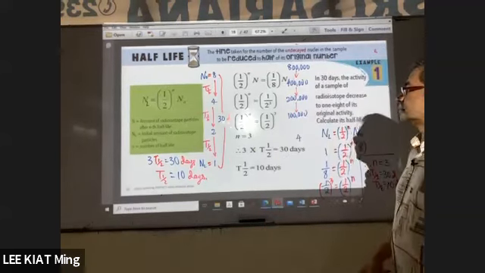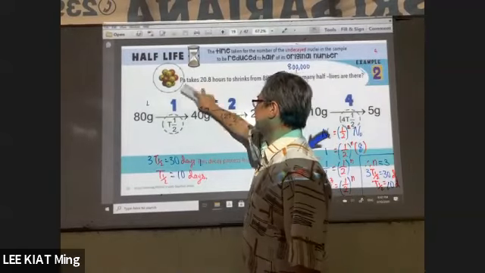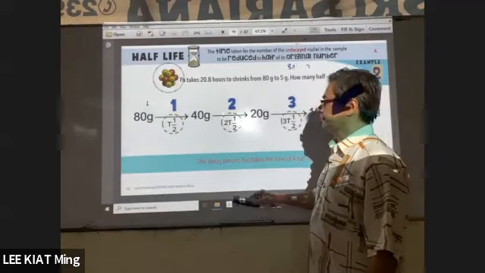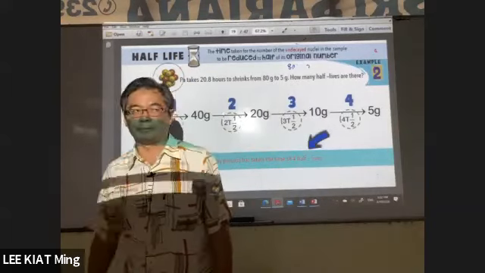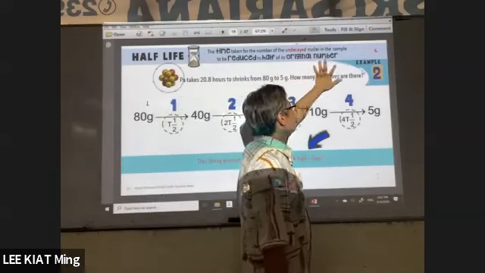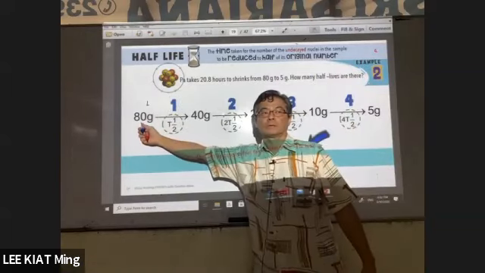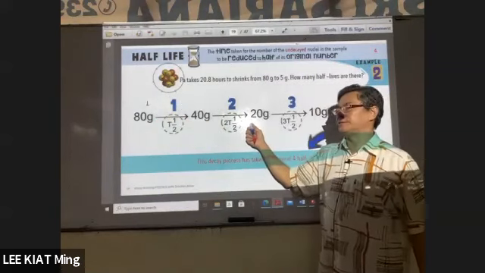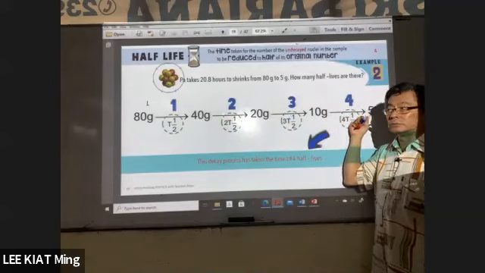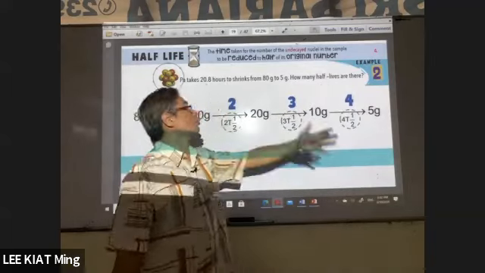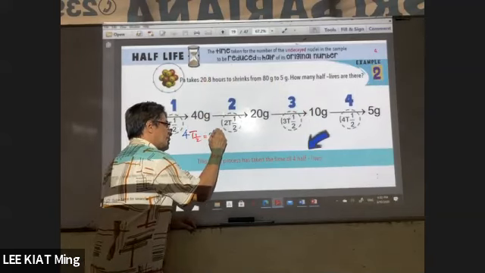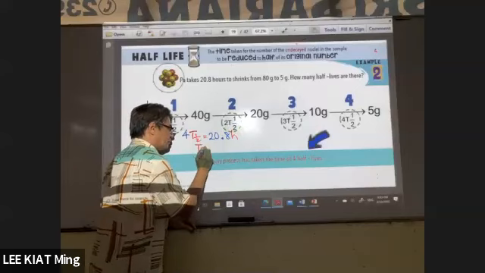Okay, second example. This one is also an easy one. Please take a good look. This material or element takes 20.8 hours to shrink from 18 to become 5. How many half-lives? You start from 18. One arrow, 14. Next arrow, 10. Next arrow, 5. How many arrows did you draw? 1, 2, 3, 4. 4 arrows, 4 half-lives, total time 20.8 hours. So 1 half-life will be how long?